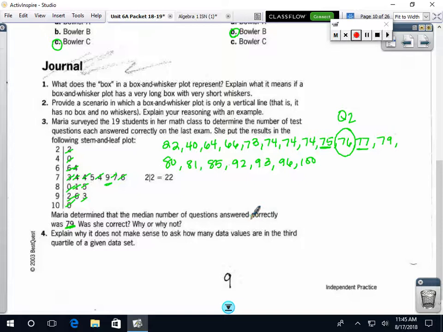All right, explain why it does not make sense. Like, why would it not make sense for me to ask you how many data values are in the third quartile? Why would that not make sense if I said how many data values are in the third quartile? Right, in the third quartile, just one number, the median of the upper half. So that's the answer to number 4. The third quartile is just one number. It's the median of the upper half. So it would never make sense for somebody to ask you how many numbers are in the third quartile because it is just one number.